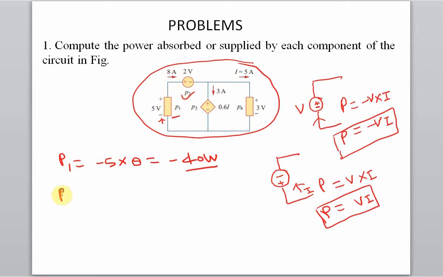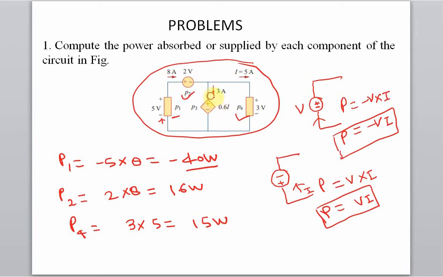By seeing this one, P2, we can surely say that this element is an absorbing power element. We can write P2 equals 2 volt into 8 ampere, it will be 16 watt. By seeing P4, we can write our current is entering at the positive terminal of the voltage, meaning we can surely say that this element is an absorbing power element, and the power across this one is 3 volt multiplied by 5 ampere, this will be 15 watt.